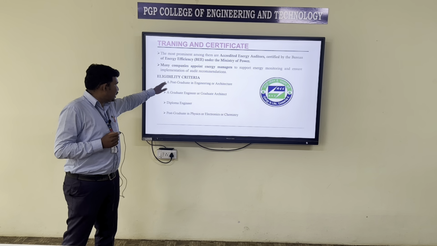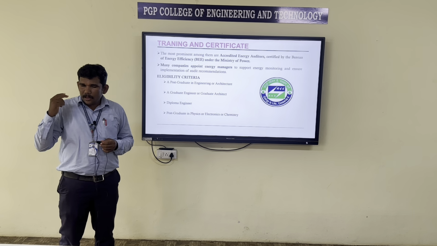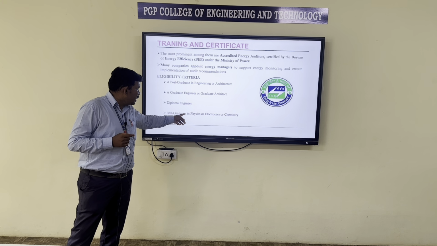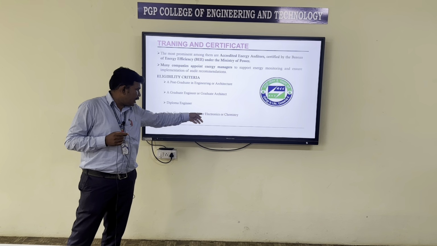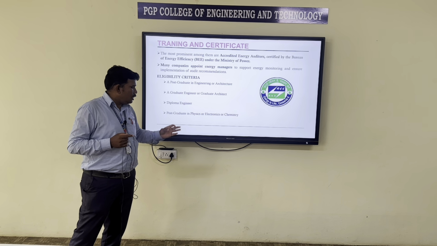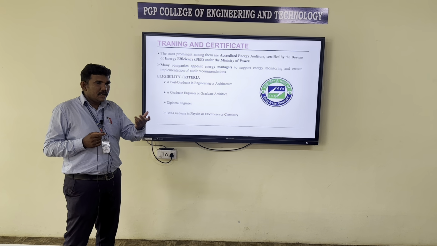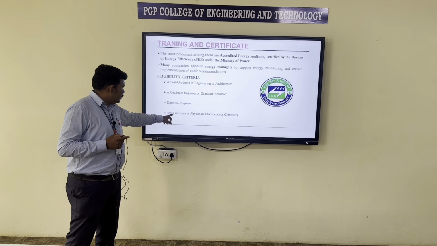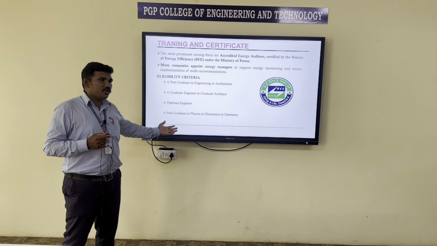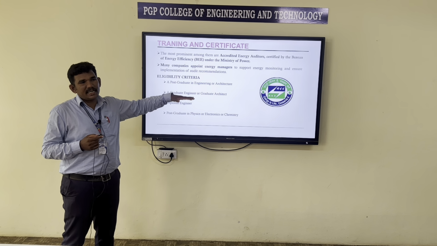For that, the eligibility is postgraduate with 2 years experience, graduate with 3 years experience, diploma with 6 years experience, or postgraduate in physics, electronics or chemistry. So these are also eligible. Graduate engineers means electrical, mechanical, and civil architecture. So other than computer science, these faculty members are able to appear for the examination to get energy manager or energy auditor. So the first level is energy manager.